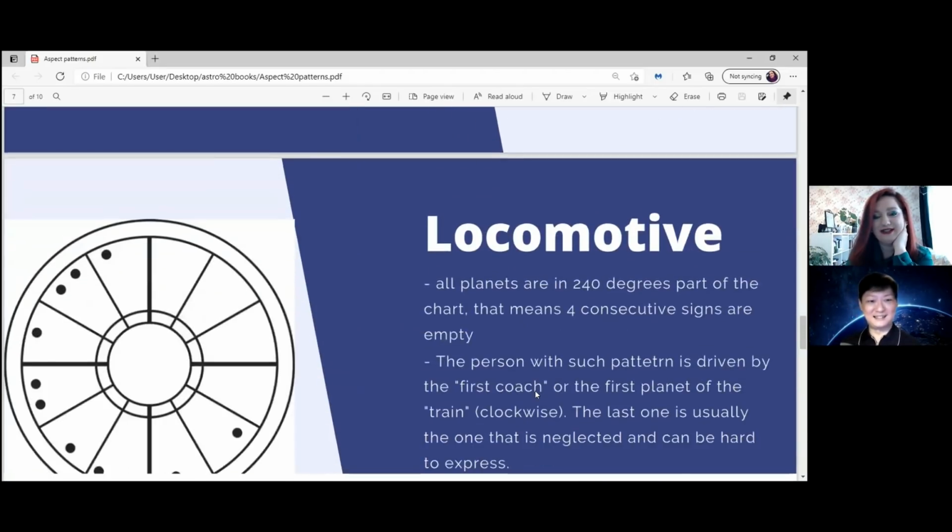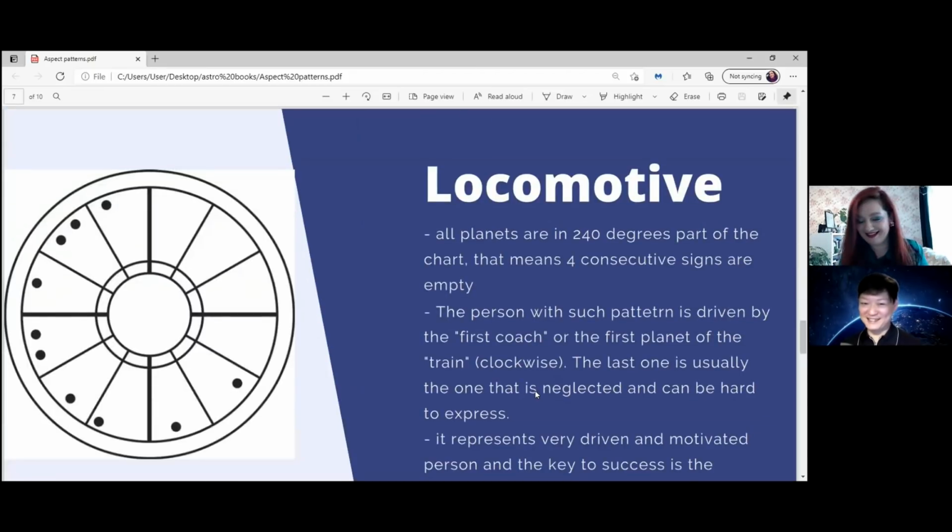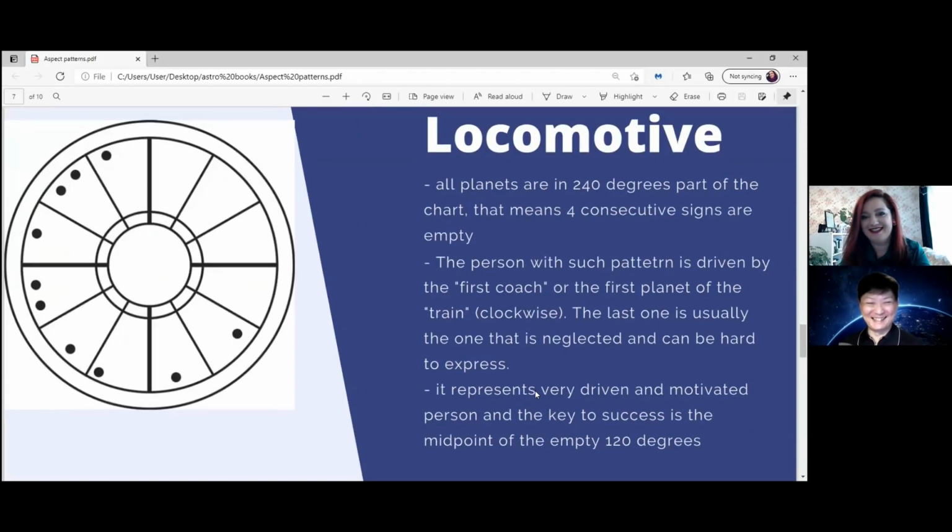Oh well. There we go. All right. Locomotive, your type of chart. Oh, that's my chart shape, yeah. That's your chart shape, yeah. The locomotive is similar to the ball again, but we have one more, a bigger spread. Sorry? It's the ball plus one more.